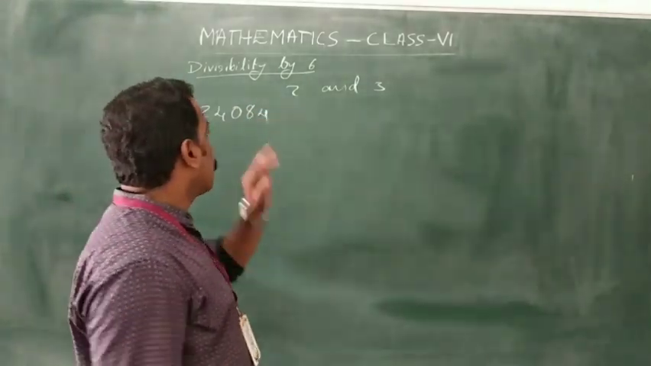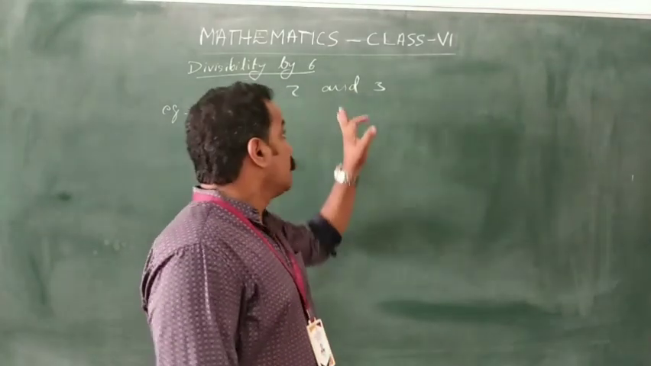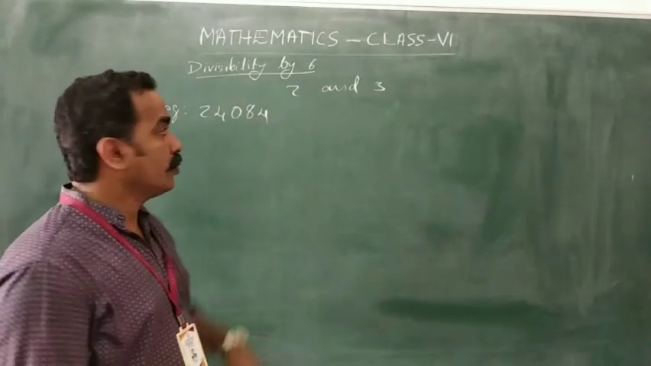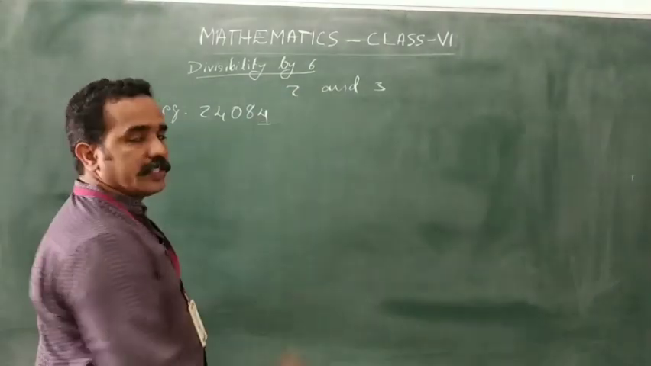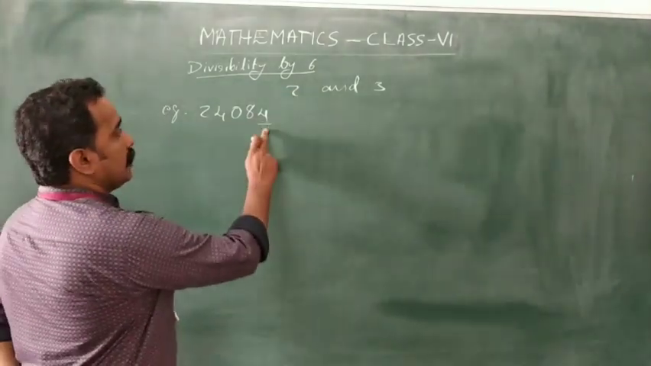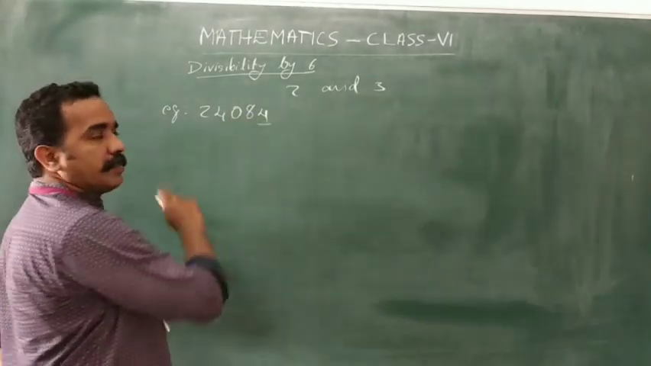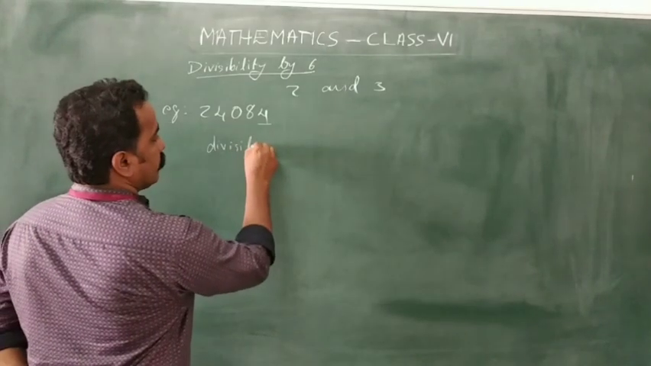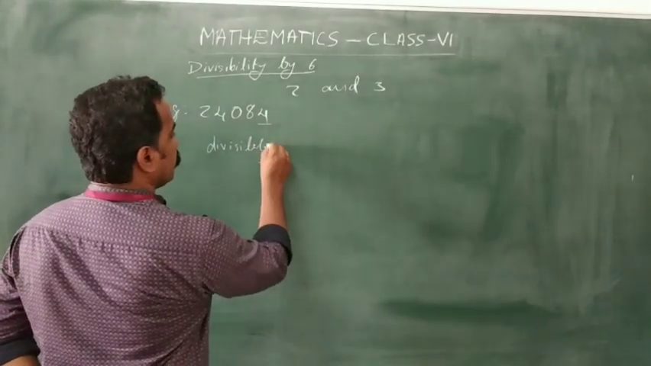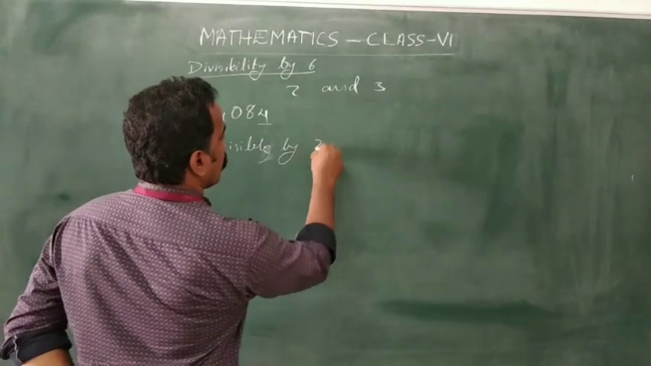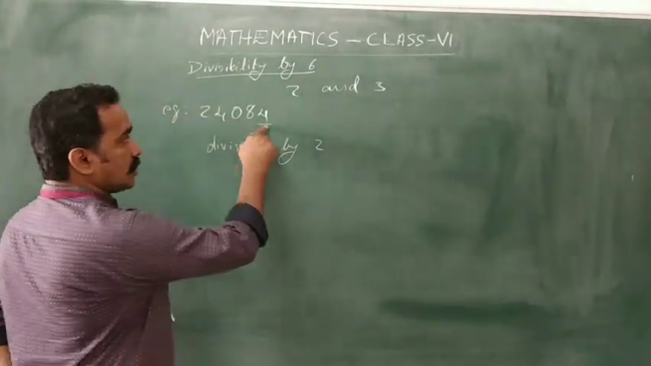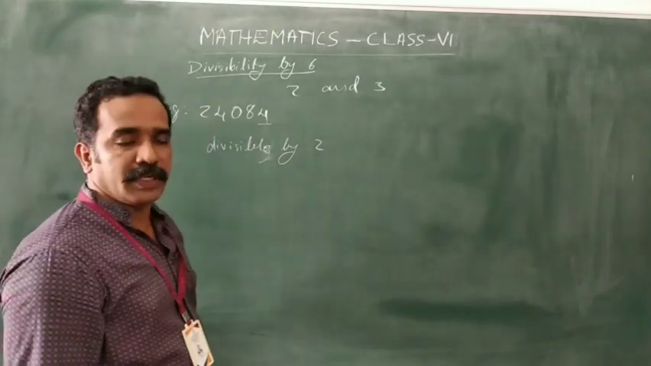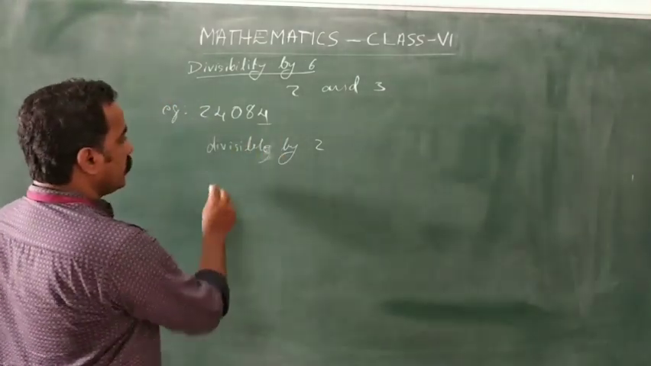Check whether this number is divisible by 6 or not. For that, first we have to check the divisibility by 2. Here the last digit is 4. That means it is an even number, so it is divisible by 2. So we can write: divisible by 2 because the last digit is 4. Now check the divisibility by 3. To check the divisibility by 3, add all the digits.